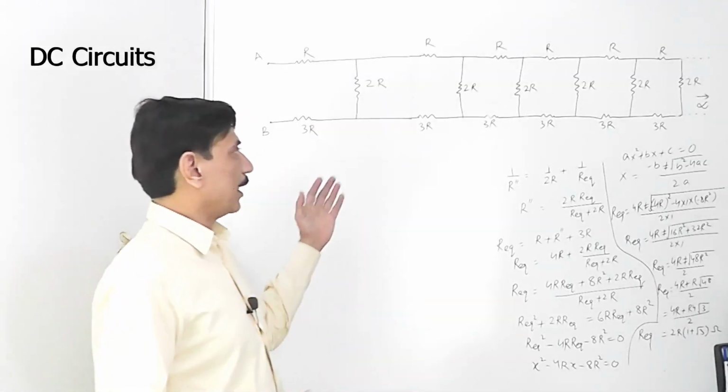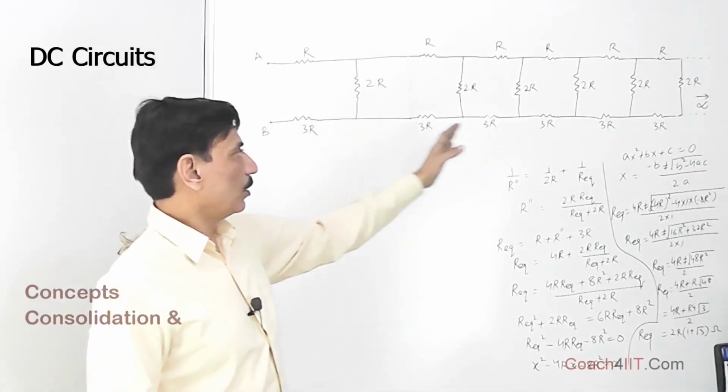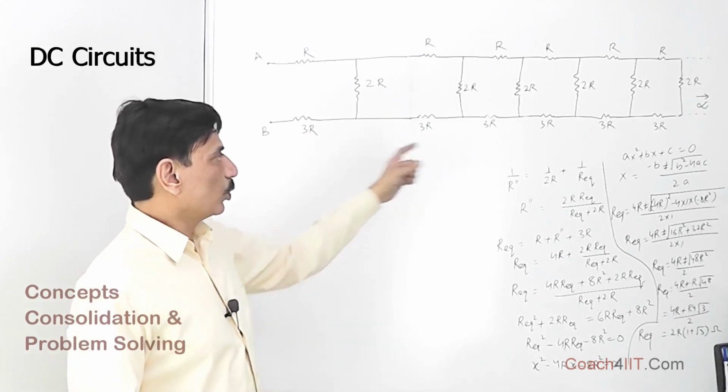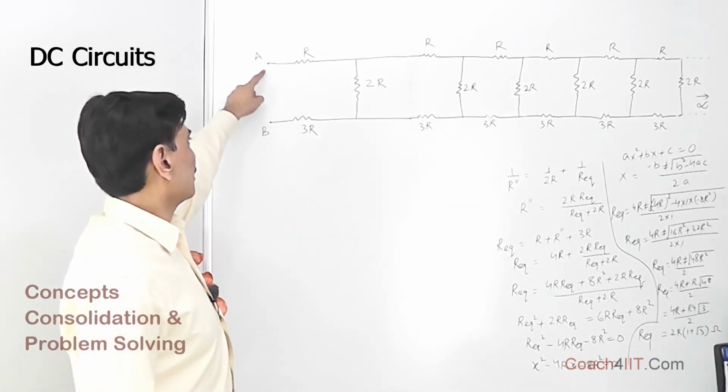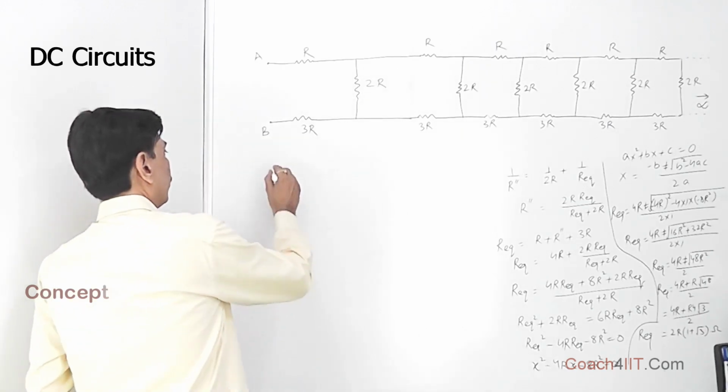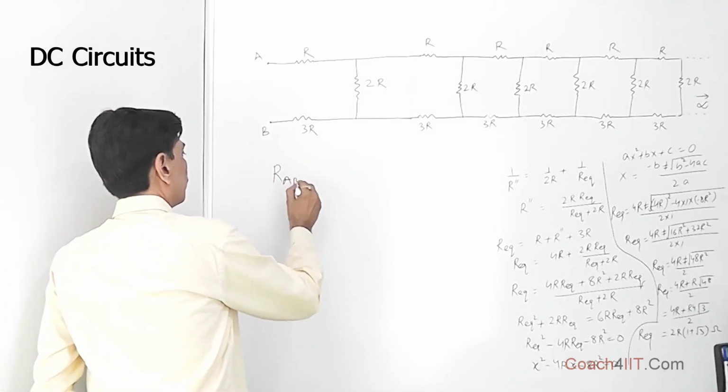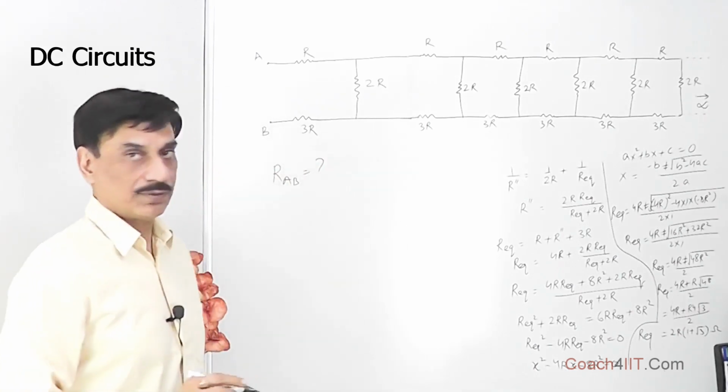We have a network like this where there's a ladder of resistances and this goes to infinity. And we have to find out what is the equivalent resistance between A and B. That is, we have to find what is the equivalent resistance between A and B. So this we have to find out.